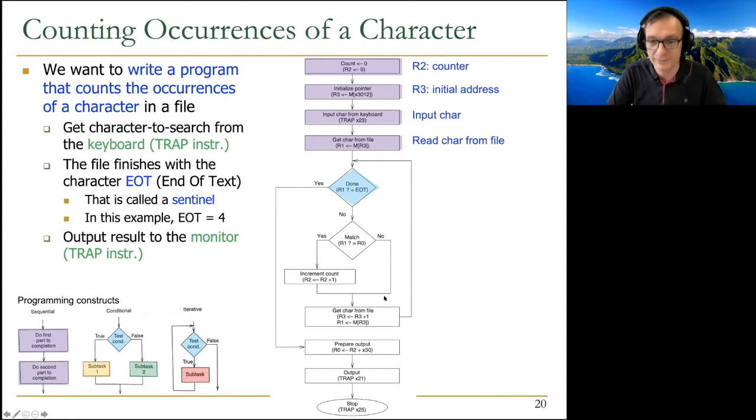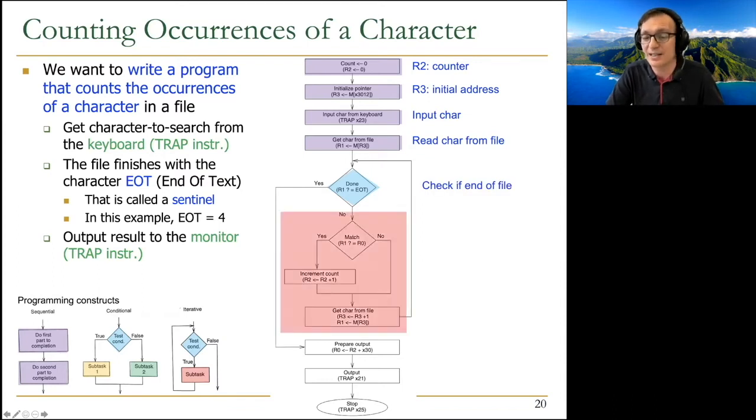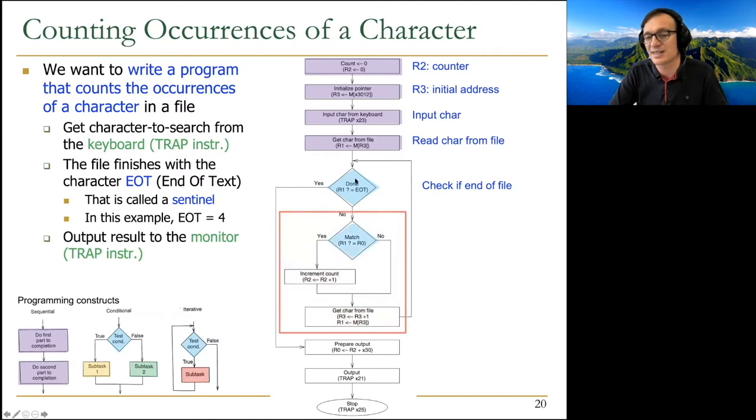What do we do if we loop? We check if it's the end of the file. If it's not the end of the file, we check if there's a match. If there's a match, we increment the counter of the characters that match the input character. If there's not a match, we don't increment. And then we get another character from the file and then increment the pointer and the address, as you can see over here. And then we keep doing the same thing until the character we read from the file is end of text, right? So that's the iterative construct.